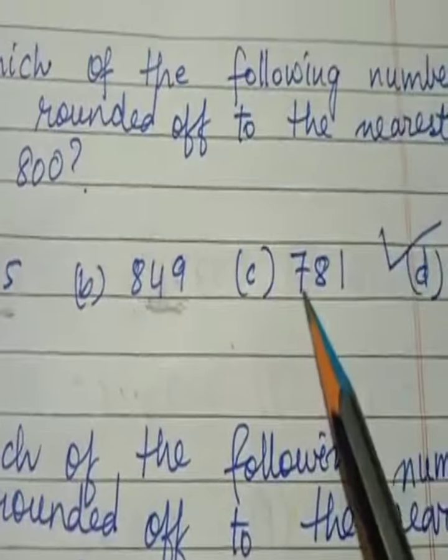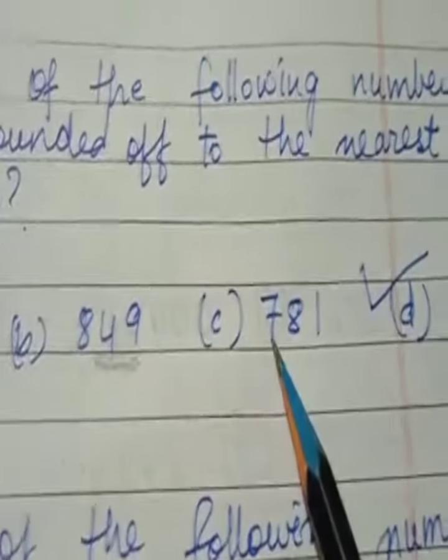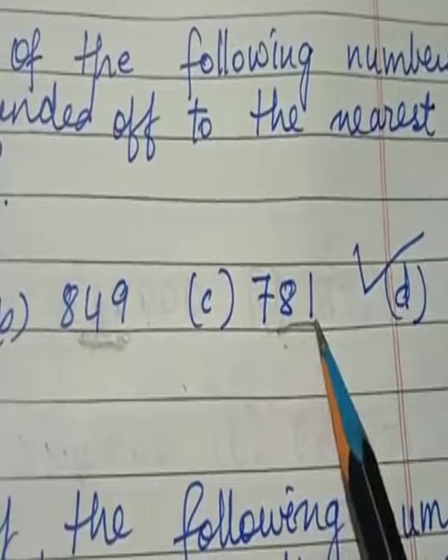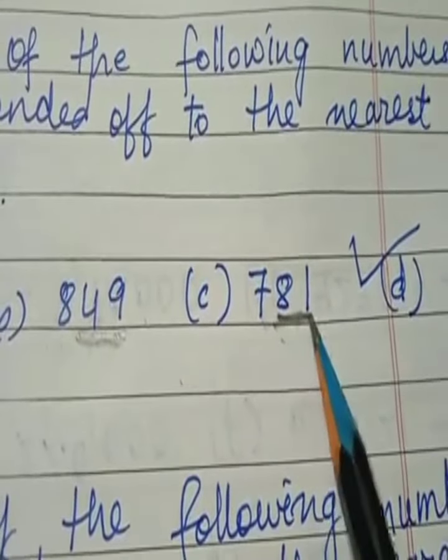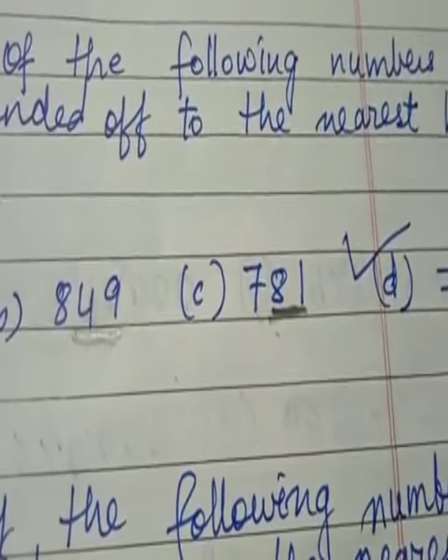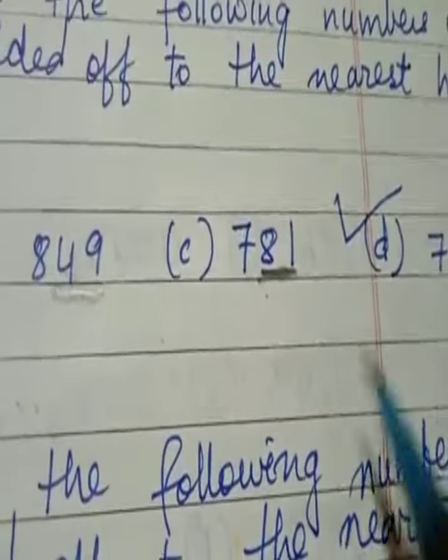Let's look at number C, 781. Now again, if I want to round it off, I will have to see these two places, which is 81, which is of course undoubtedly more than 50.